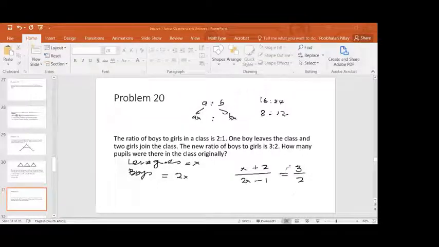See? So you have an equation. That's the whole idea in mathematics. So again, I'll repeat this. When you got a ratio problem, you call one of them X and the other one you can work out in terms of X as we got here. And then you translate the given information. One boy left the class, so you got that number of boys, and two girls joined the class. So the new ratio of boys to girls, or it's the other way around.